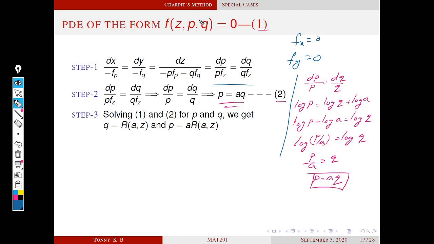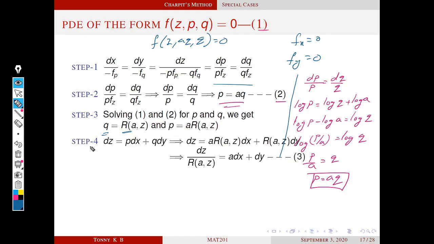Substituting p equal to aq in 1, then p becomes aq. So this is a function of z and aq. By solving this equation, we get q as a function of a and z. We denote it as some function of a and z, r of a z. Substituting this q in equation number 2, we get p in terms of a and z. Explicitly, p is equal to a into r of a z.